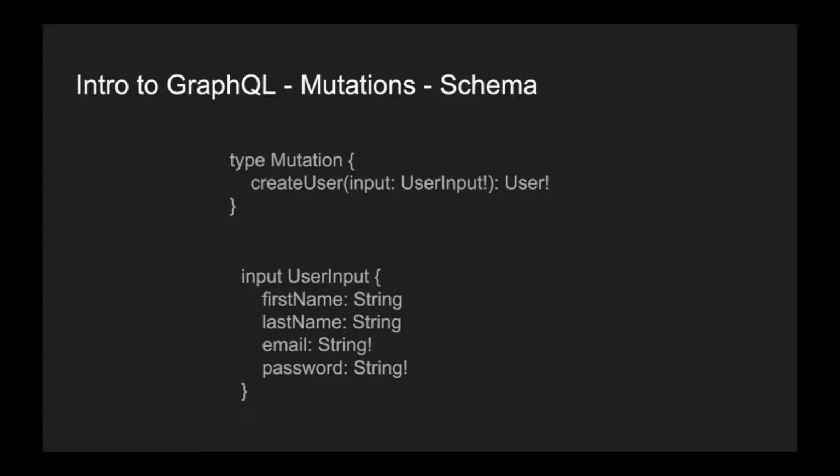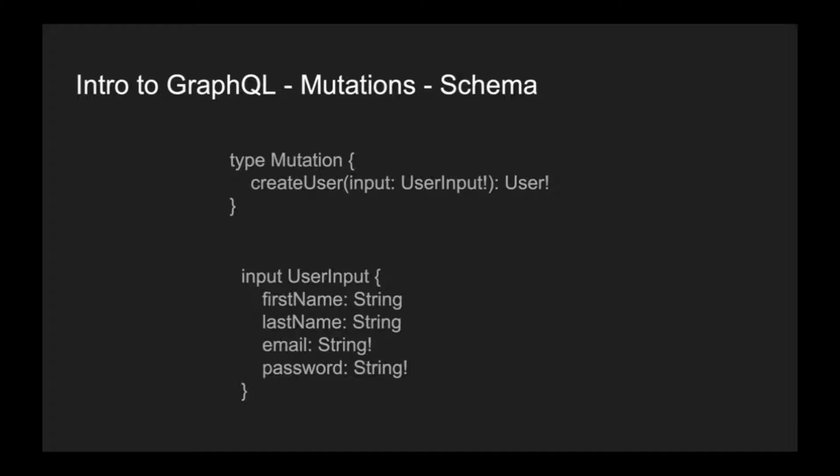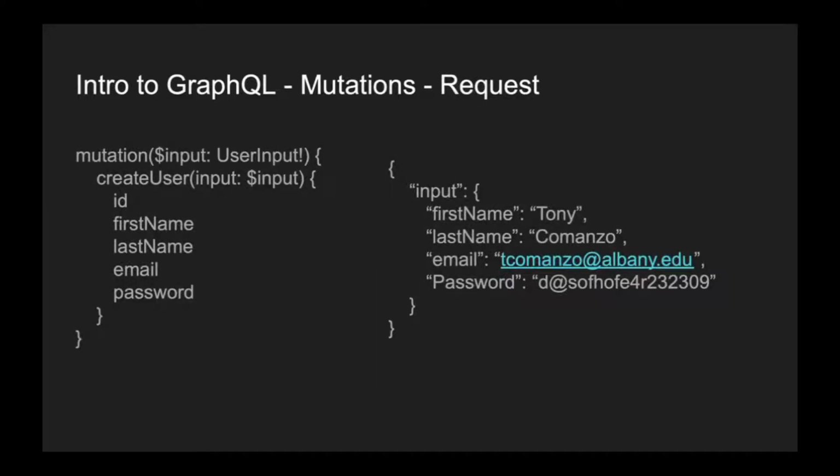The idea here is that when a user is created, they would input maybe a first name or a last name, but always an email and always a password. Then at the end of the mutation, I would return the user that was created by the server. Here's an example of the request and response. Oh, sorry, this is just the request.